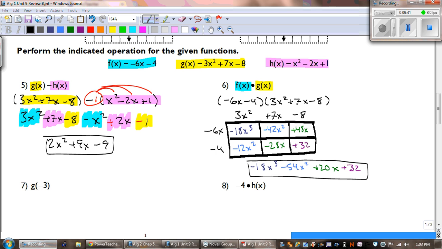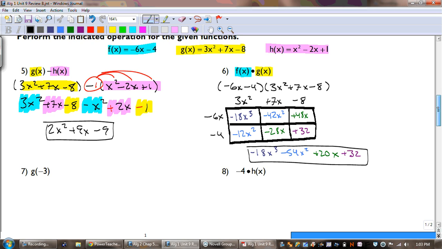Okay, you should have gotten negative 18x cubed minus 54x squared plus 20x plus 32. And if you have any questions on how I got that, you can look to see my work.